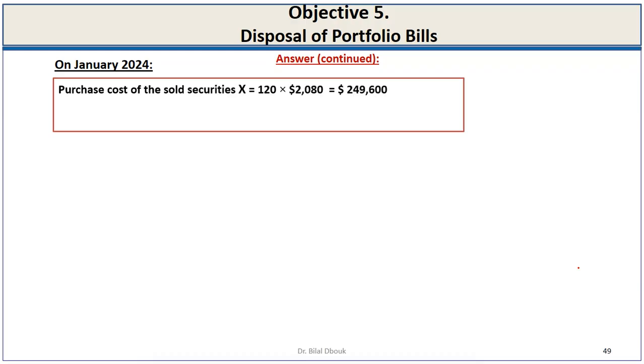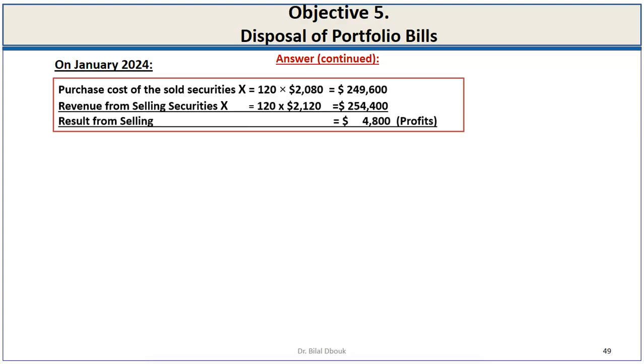Regarding year 2024, we have the purchase cost of the 120 sold securities at $2,080, and the revenue from selling is 120 times $2,120, equal to 254,400. So here we are calculating the result from the sale. We got a profit result of 4,800. It is very important to know the result of the sale, whether it is a profit or loss, to know what accounting entries to record.